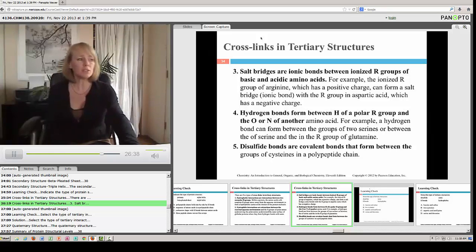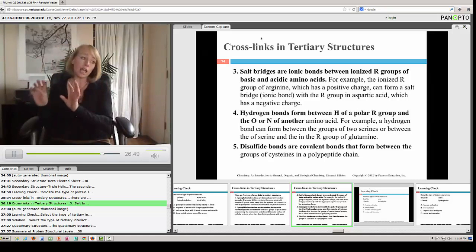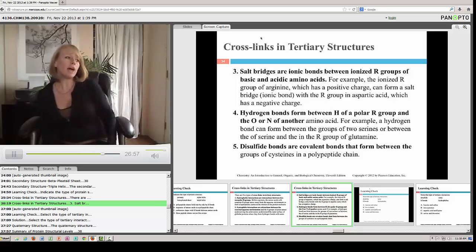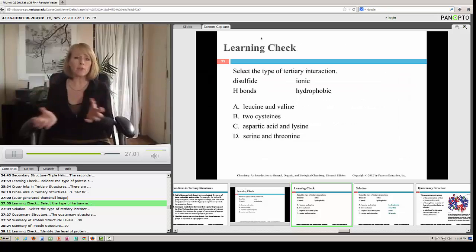Because I don't expect you to know that leucine and valine are hydrophobic unless you're looking at the actual chart. And I will give you on the final exam a list of the structures and the actual amino acids that correspond to those. Okay, quaternary structure is when we have more than one type of tertiary structure that combine together to make a functioning protein.